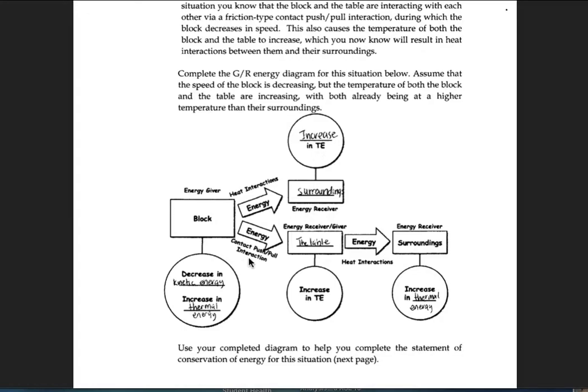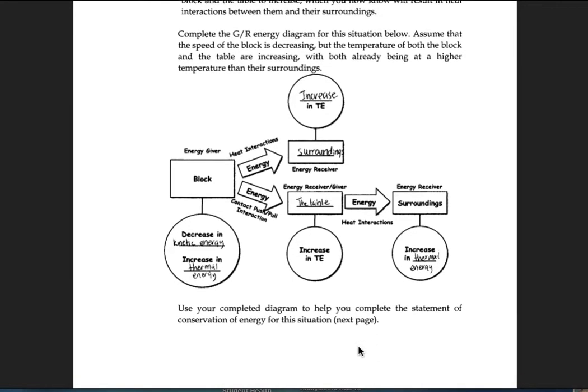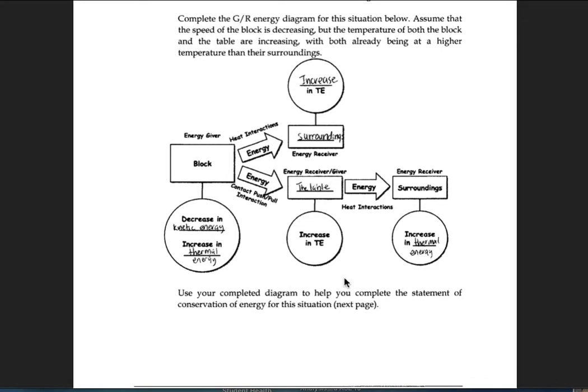And then through a contact push-pull interaction, the block interacts with the table, which increases in thermal energy, and then the table has a heat interaction with the surroundings, increasing the thermal energy of the surroundings. So that's what I did for the diagram.